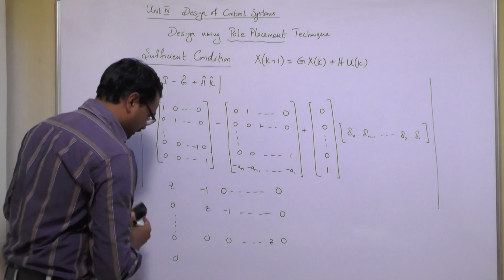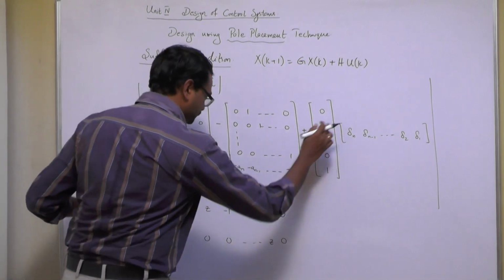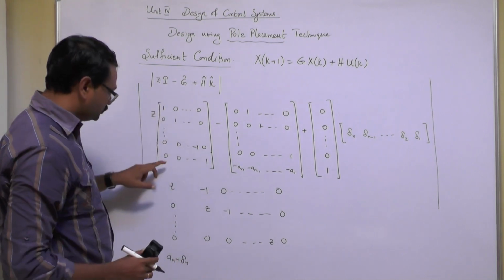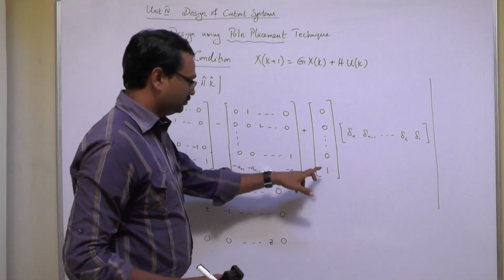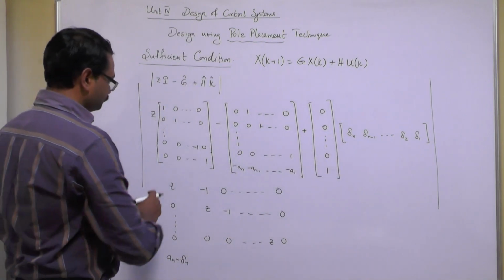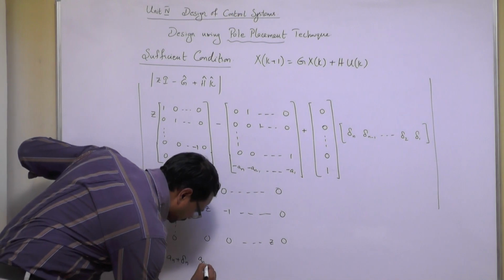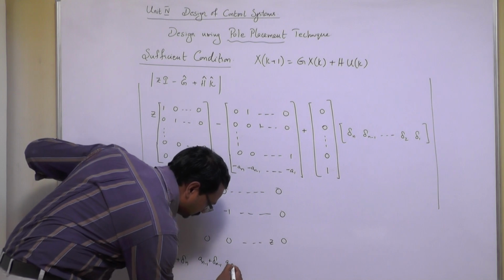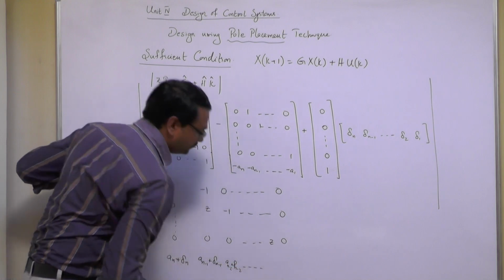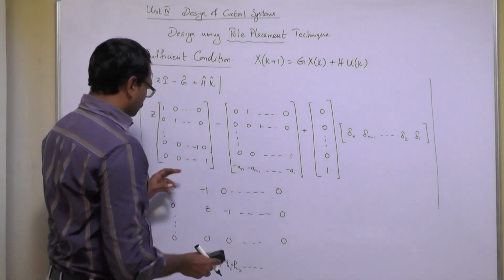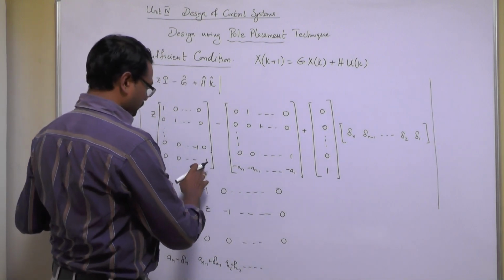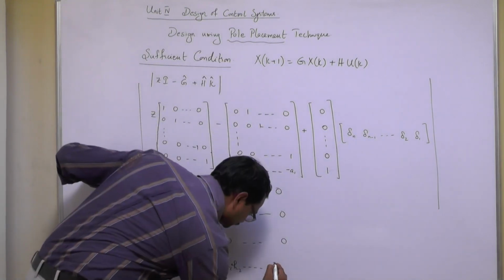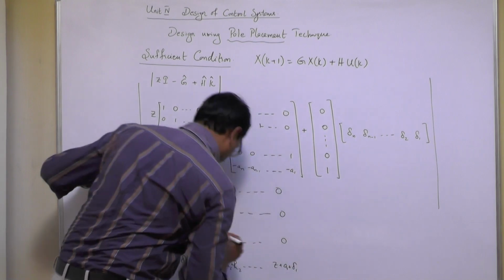0 minus of minus an plus del n. Here you are having an plus del n, right? Because Z into 0 minus of minus an plus 1 into del n. So an plus del n. Similarly, an minus 1 plus del n minus 1 and an minus 2 plus del n minus 2, and so on. Then we have here again Z plus a1 plus del 1.